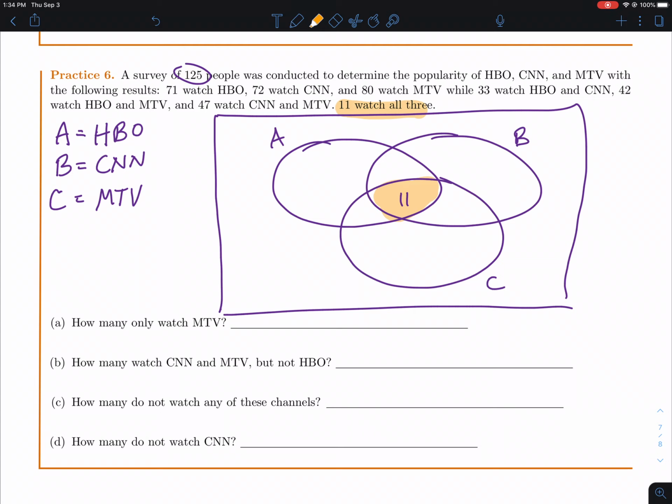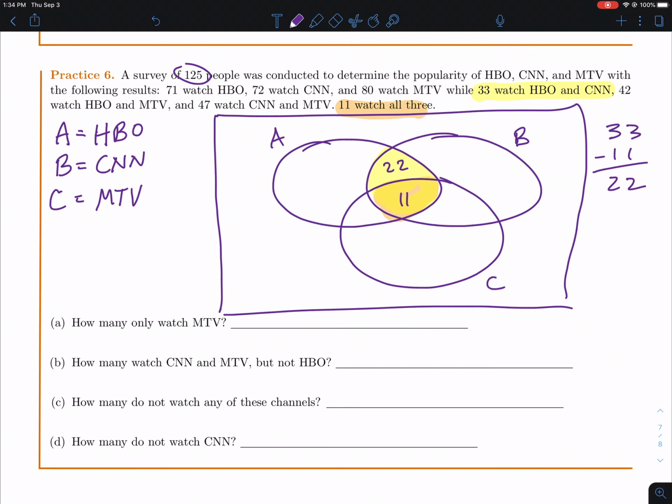Let me get a different highlight color here. Let's do yellow. We see 33 people watch HBO and CNN. HBO is A, CNN is B. So what that tells us is this little section here has a total of 33 people in it. But at the moment, we've already got 11 in there. So what we have to do is take 33 minus 11, and that gives us 22. So there's 22 in just the yellow section.